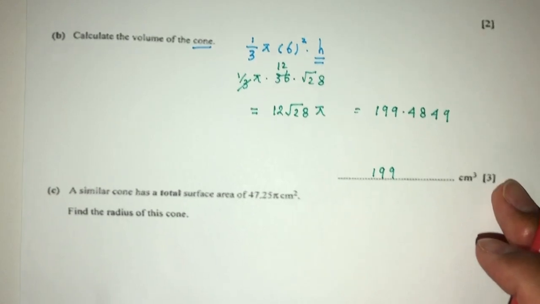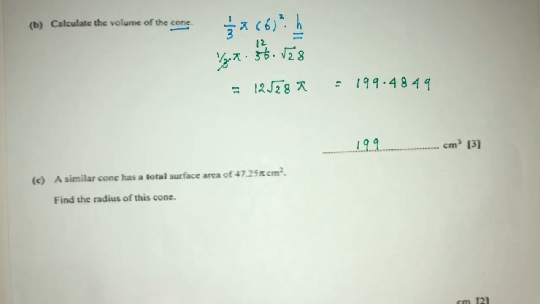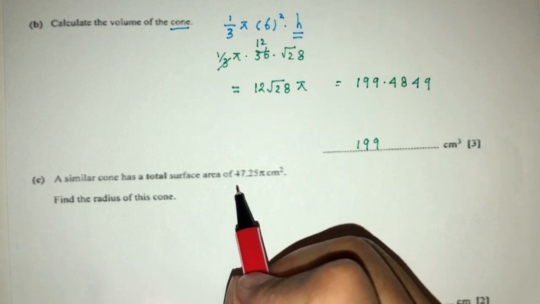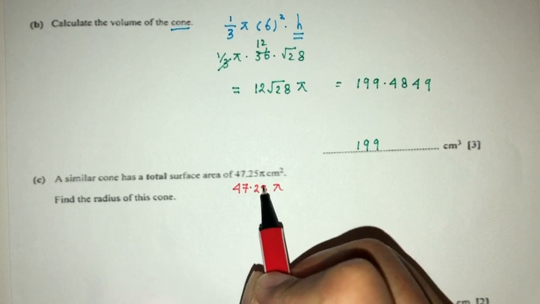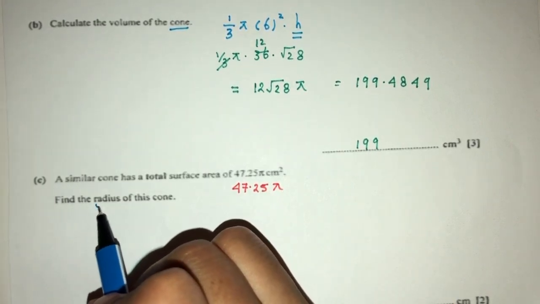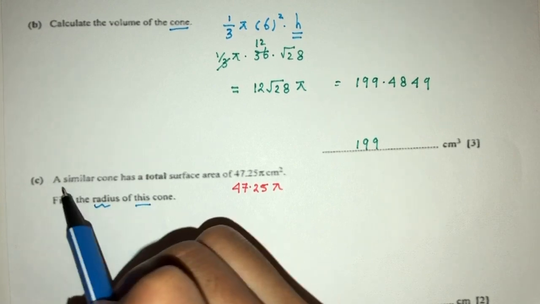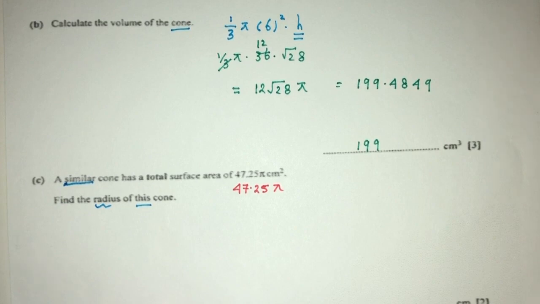Now let's move on to part C of the question. So here we have to use similarity. A similar cone has a total surface area of this much. This is 47.25, I believe, right? Pi. This is the total surface area. Now we have to find the radius of this cone. So there's a reason why they give you a similar cone, so we have to use the knowledge of similarity.